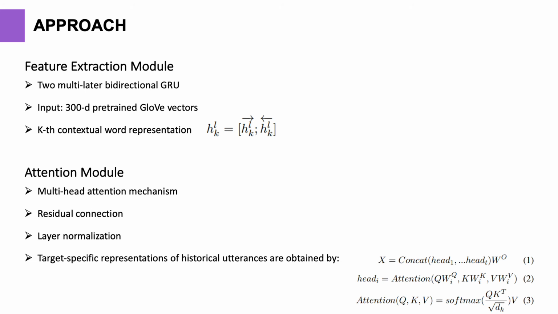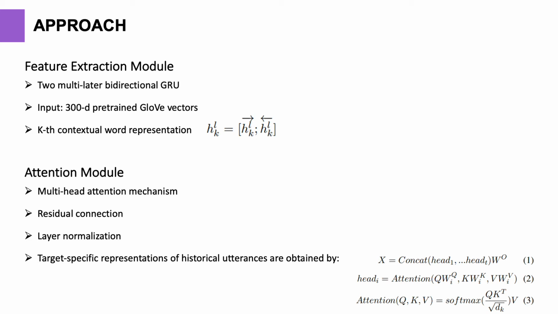In the feature extraction module, we use two multi-layer bidirectional gated recurrent unit networks to accumulate contextual information from 2 directions for each word of target utterances and historical utterances separately. The inputs consist of 300-dimensional pre-trained GloVe vectors. The k-th contextual word representation is generated by concatenating the hidden states of the k-th timestamps of the forward and backward GRU, where L is the number of layers.